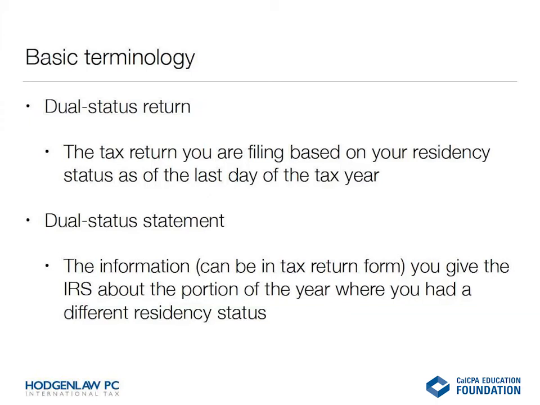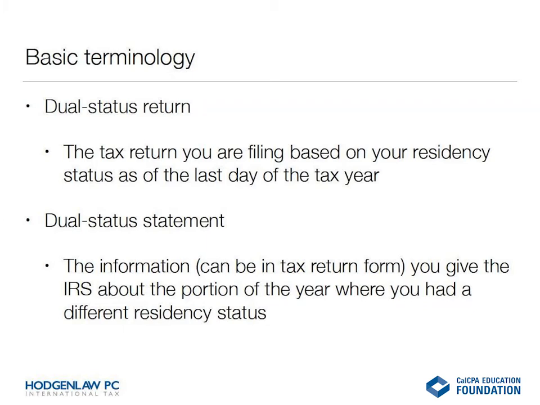So let's say that you are someone who's in a transition year where you're leaving the U.S., you've been a U.S. tax resident, and then you become a non-resident. Your dual status return will be the non-resident return because as of the last day of the tax year, you're a non-resident. And then the dual status statement is the information that you give to the IRS about the portion of the year where you had a different residency status. And the dual status statement can be provided in the form of a tax return, or it can also be in another format if you choose to do that.